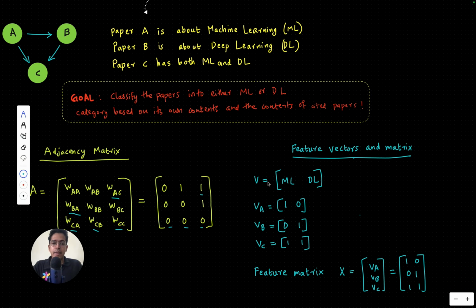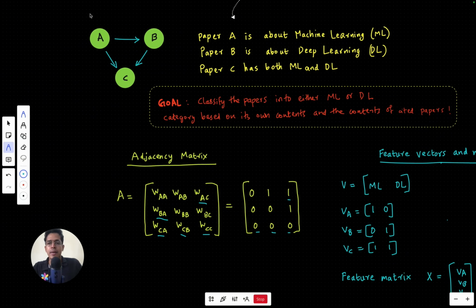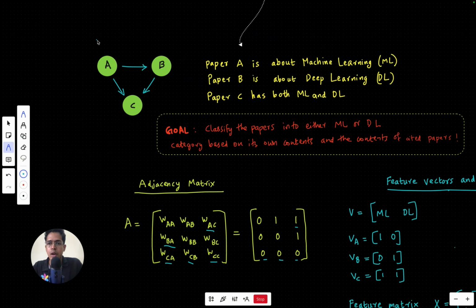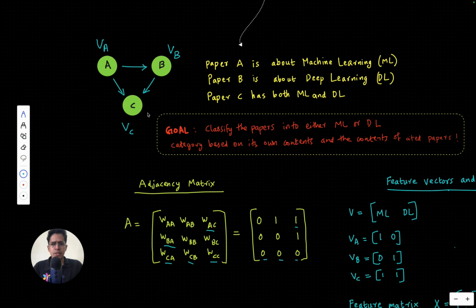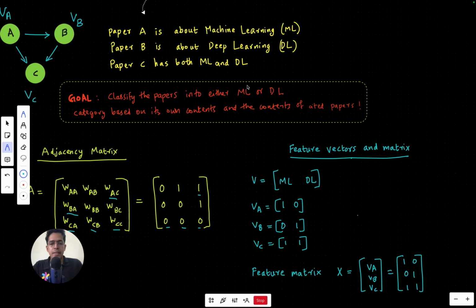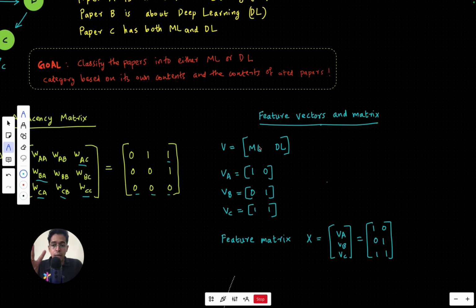Now let's come to feature vectors. Feature vector is nothing but each of these nodes will have a vector which we can denote by VA, VB, and VC. There are different notations for these feature vectors. I just chose the notation V for convenience. If you read papers, there will be other notations, so don't get confused. Just focus on the concept. Now, what are the features? The features are two-dimensional, meaning in the feature vector, there are 2 dimensions. The first dimension denotes whether the paper talks about ML. The second dimension denotes whether the paper primarily talks about deep learning.